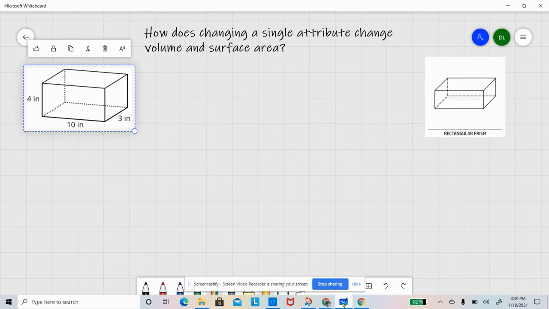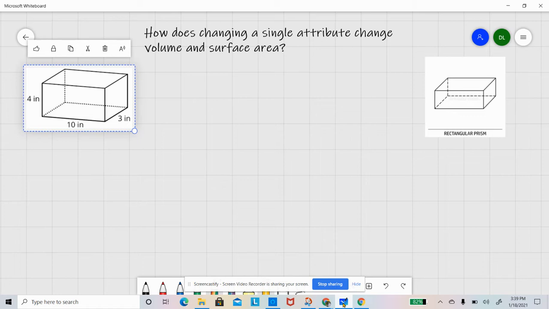Okay, so here's the question that I have for you. How does changing a single attribute change the volume and surface area of a rectangular prism? There's a question everybody's wanted to know since the beginning of mankind. Nah, not really. This is kind of one of those specialty math questions.